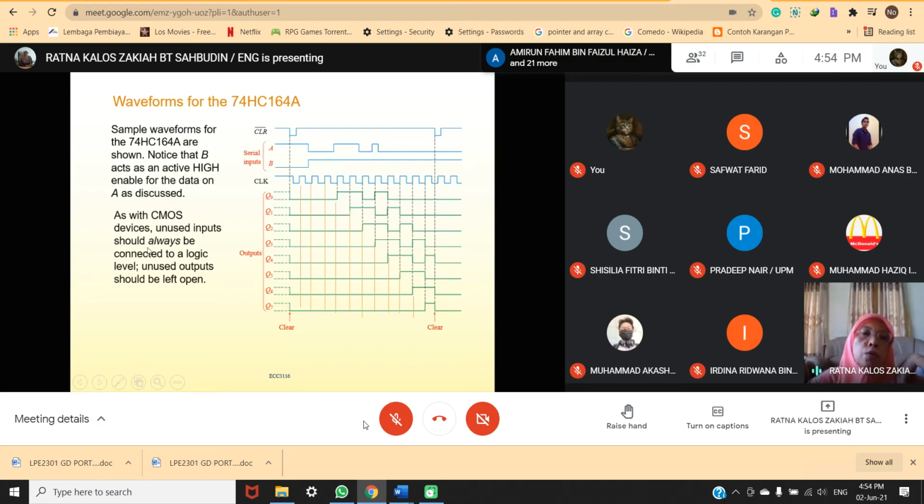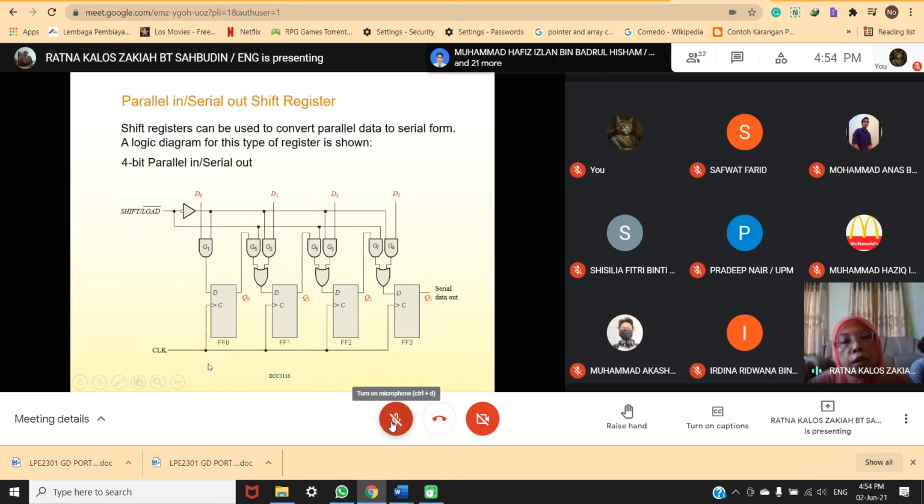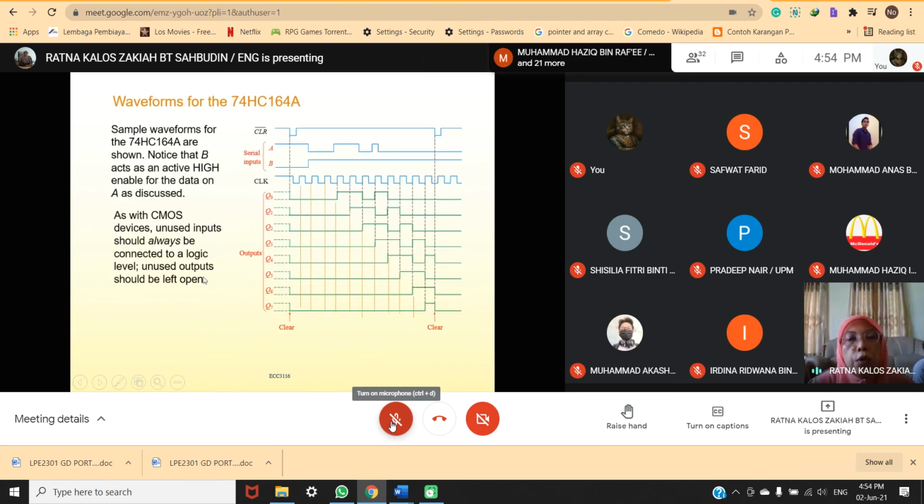As with CMOS devices, unused inputs should always be connected to a logic level. Unused outputs should be left open. This is mentioned here. If you go to the lab, this is what you have to do with the unused inputs and outputs: the inputs are always connected to a logic level and the outputs are left open. I think we stop there. We continue next Monday.